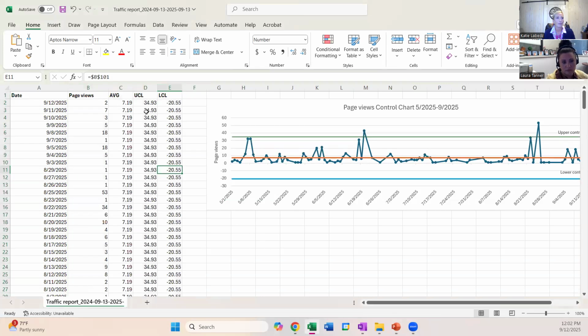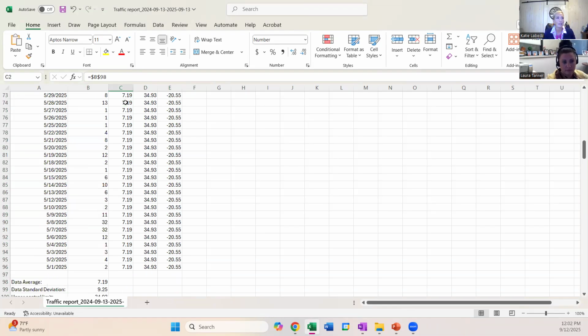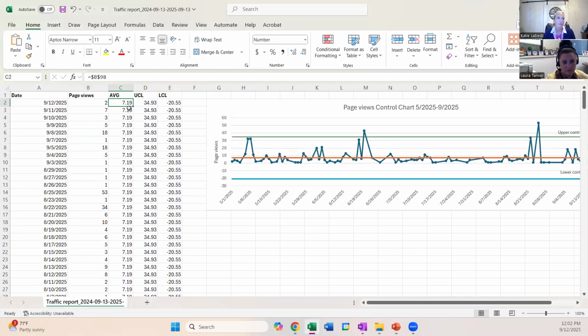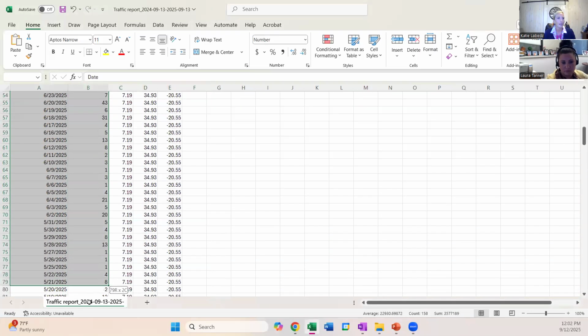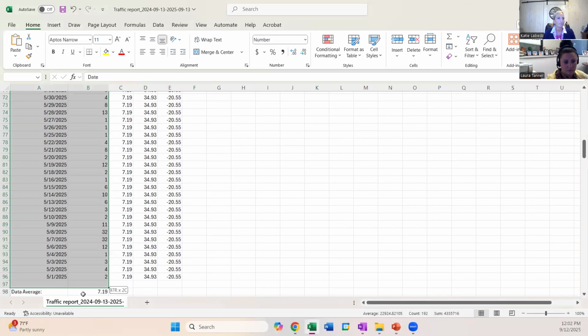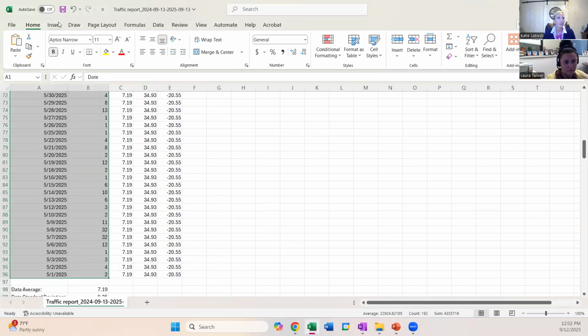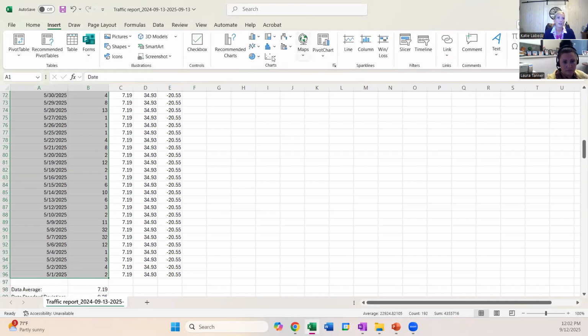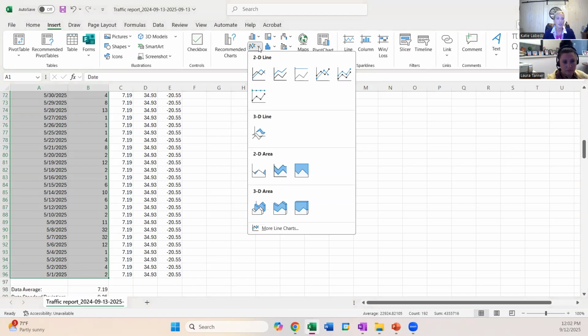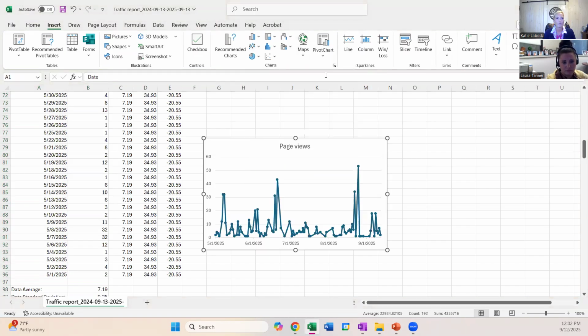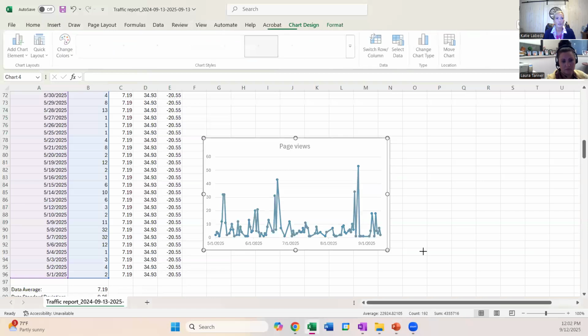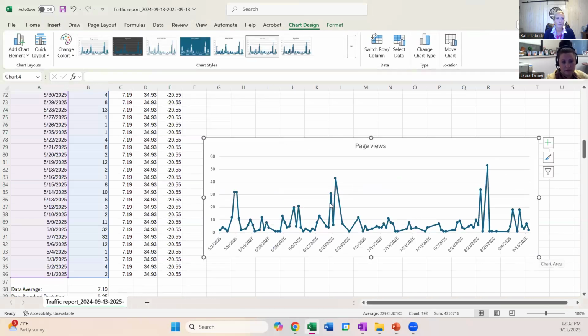And I have my average, my upper and lower control limit. As I said, I used the jail bars to lock that cell reference into place, so it did not change. And what I did, so we'll just do it like this first. I highlighted my data and I went into insert, and here's my charts. I'm going to go to my line chart and I want line with markers. Easy peasy. Most people know how to do that.